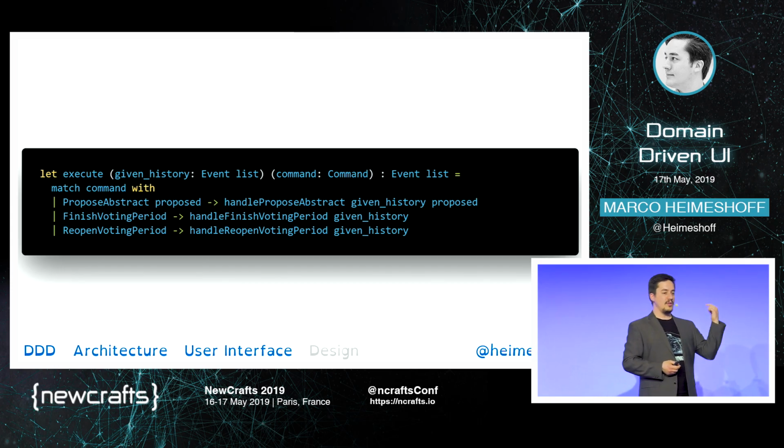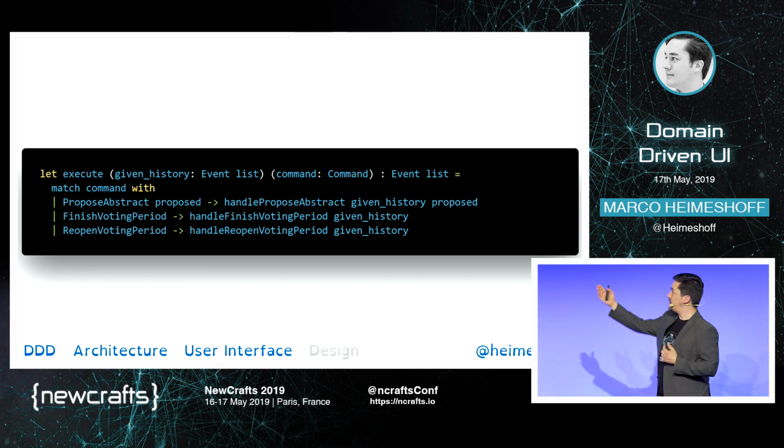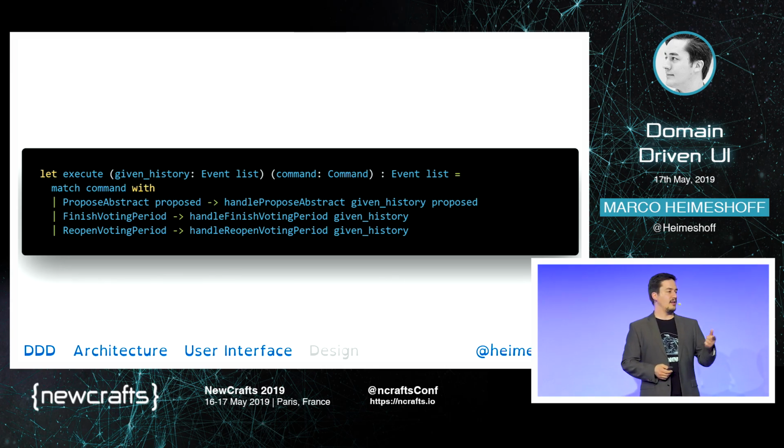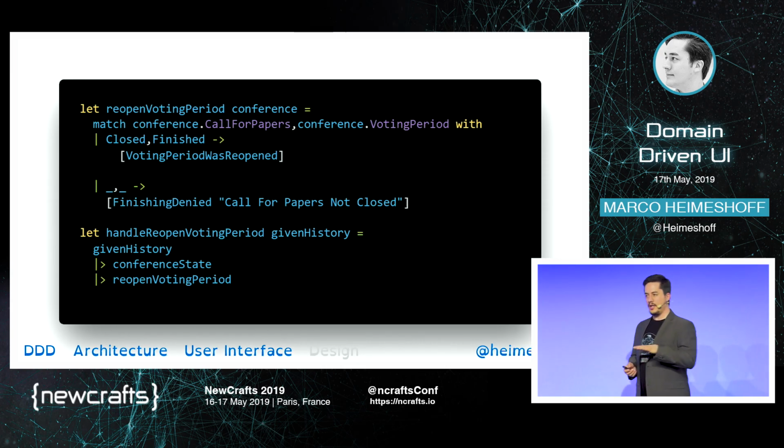You can match the command with the type of command that you expect, and then execute that behavior that you want executed. And you can do that again in the front end and in the back end, all given that you're using the same language, which is not always possible. So this behavior is just publishing events. When we say, hey, reopen voting period, we figure out if the data matches: the conference call for papers is open and the voting period is finished. So in that case, publish the event, voting period was reopened. In all other cases, we say finishing is denied. Great, so our behavior is just publishing events.